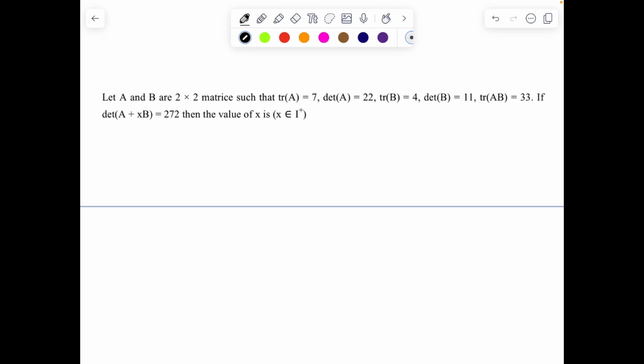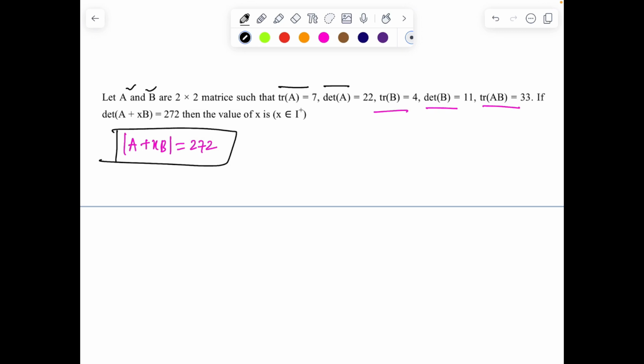Let's move to the next problem, and this is again interesting. It's interesting because we have so many pieces of information about matrices A and B. So trace of A is given, determinant of A is known, trace of B is known, determinant of B is known, trace of AB is known, and we have to find the value of x for which determinant of A + xB equals 272.